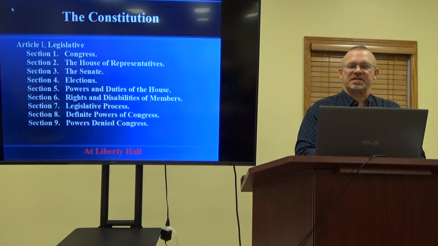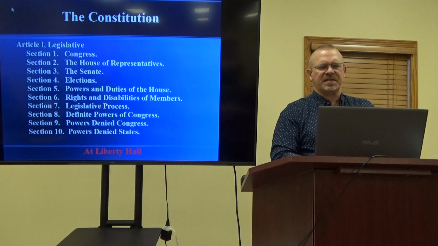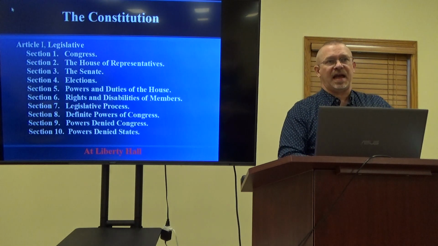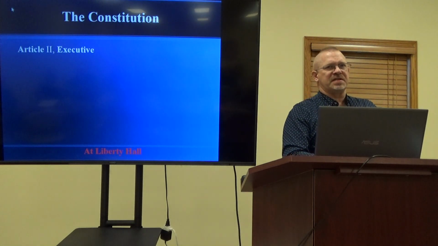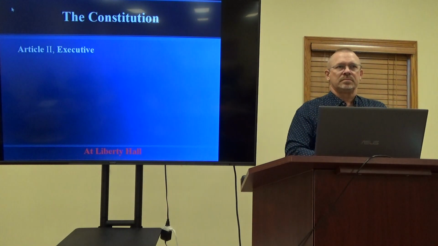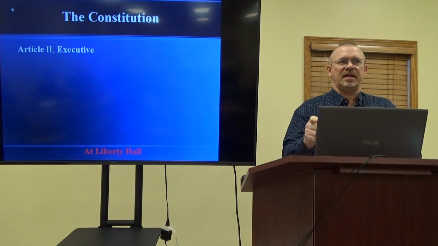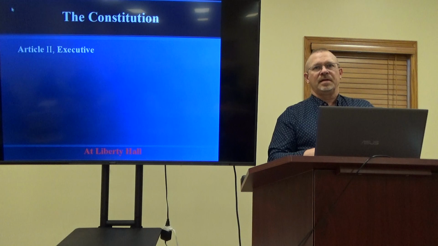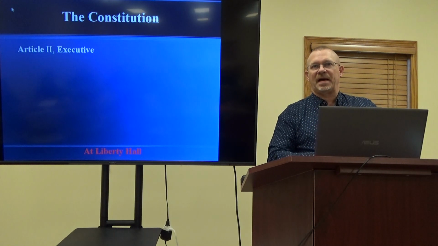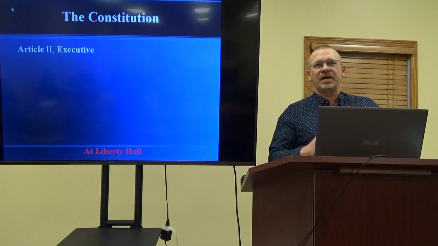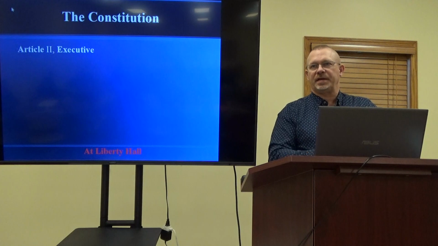Section 9, powers denied Congress. Section 10, powers denied the states. Now, why would Section 10 be important? The 10th Amendment of the Bill of Rights says that anything the states didn't delegate to the federal government, or that was denied to them by the Constitution, they have the right to do. Well, if you want to know what's been denied by the Constitution, it's right there.